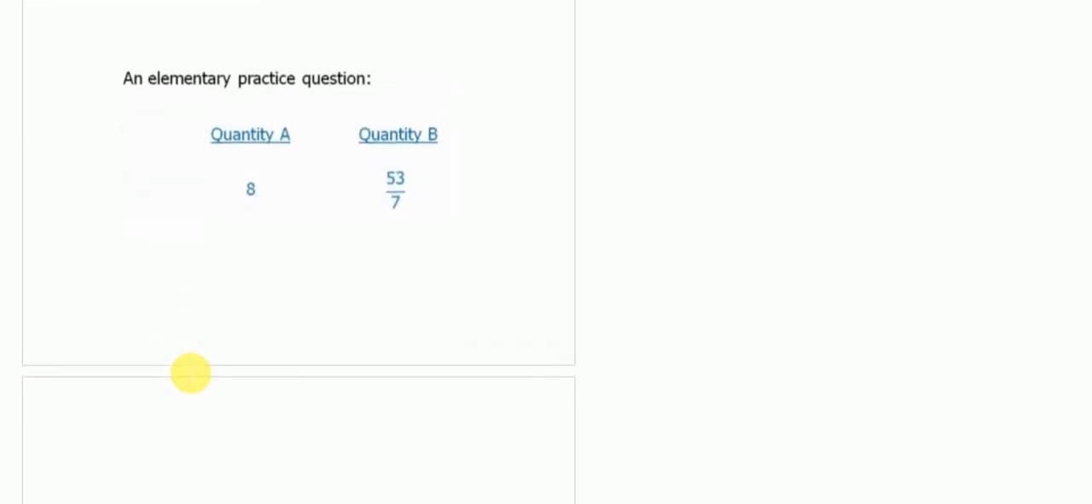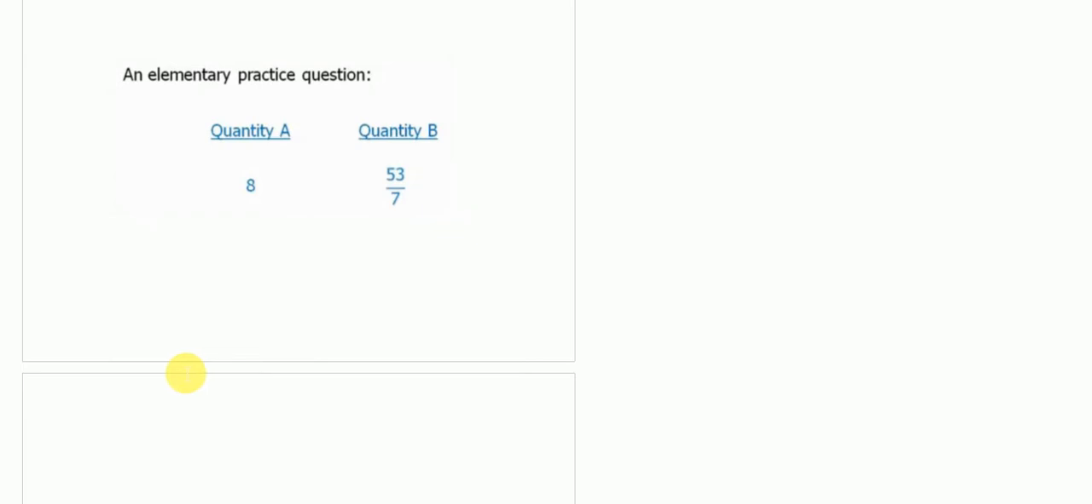So let's attempt a basic quantitative comparison question. And remember, this is a very easy, very basic question. I don't think that you can ever get such an easy or elementary question in the actual test. But here we're just trying to understand how to go about solving this question. So with every such question, down here, you would be provided with 4 options.